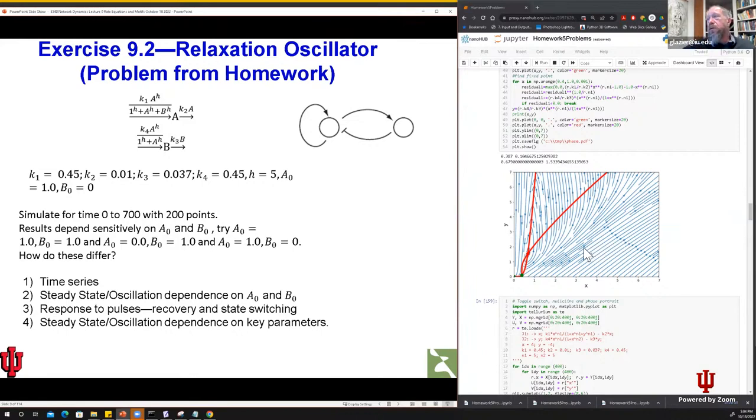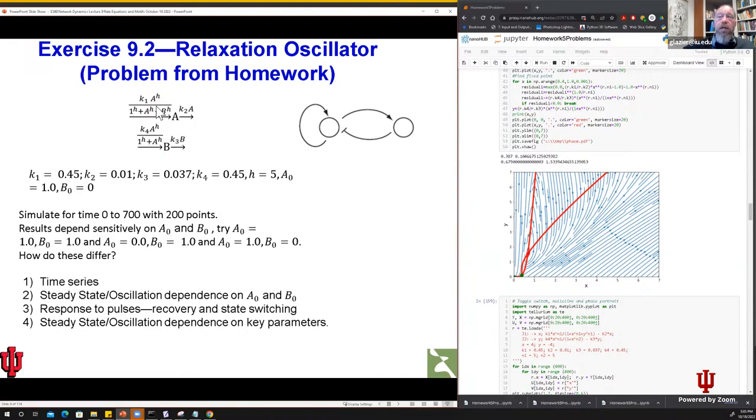Where things get more interesting is here on the left. Suppose I started with a large value of B, 7, and a value of A equal to 0.1. Then I move down very steeply, and it looks like I'm actually going to wind up at 0, 0.